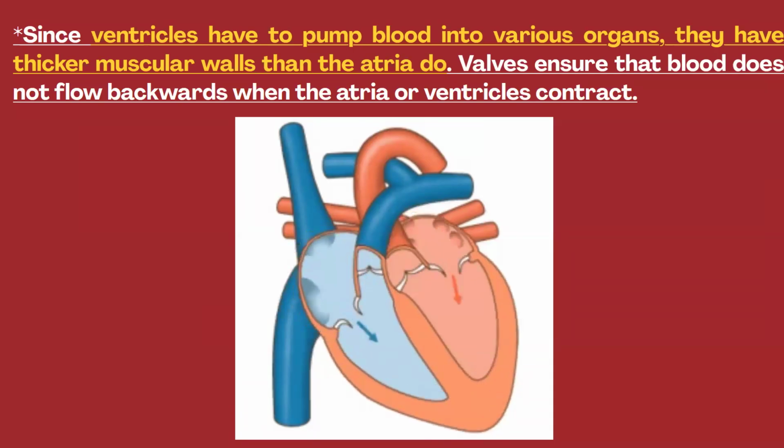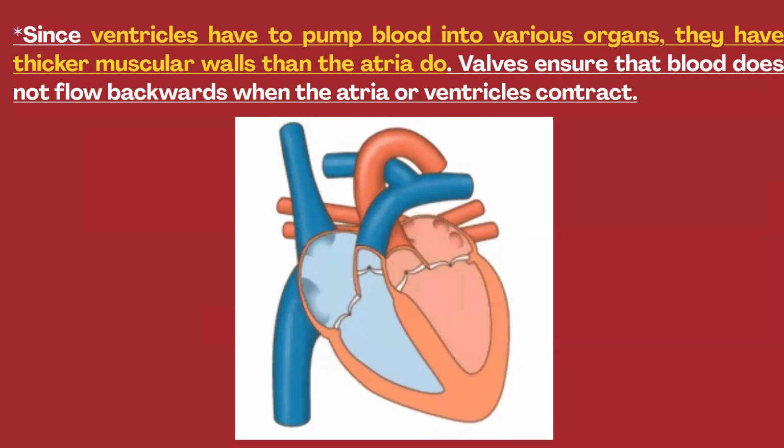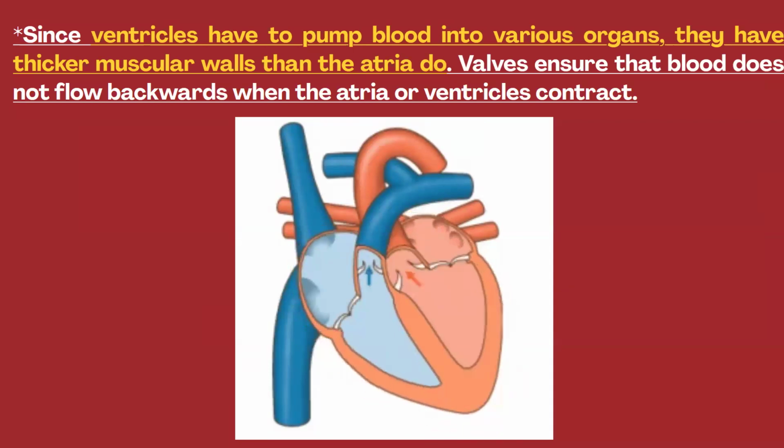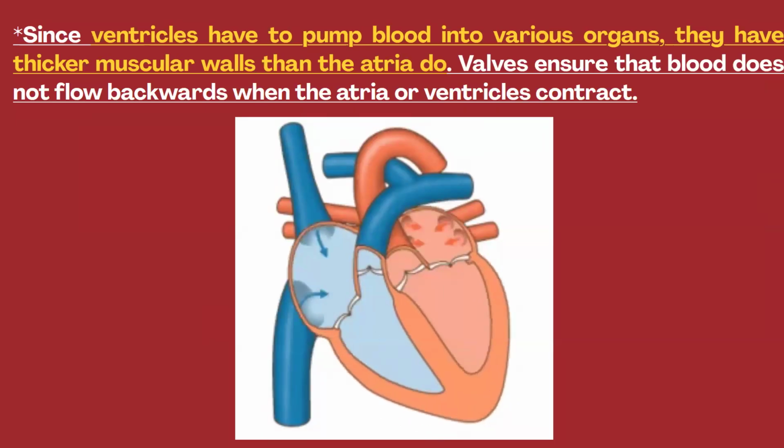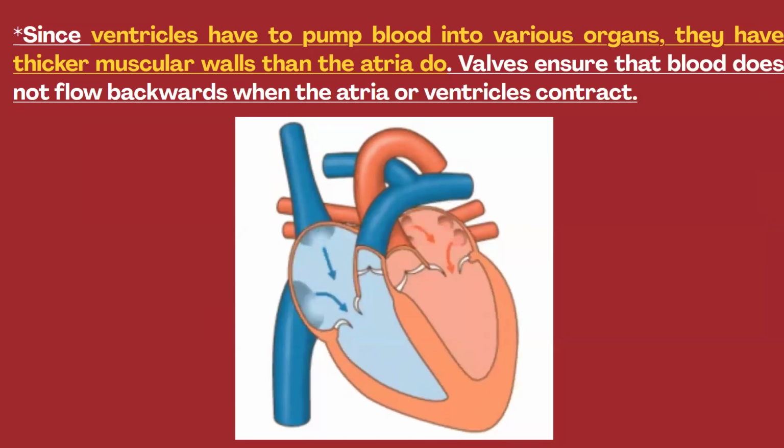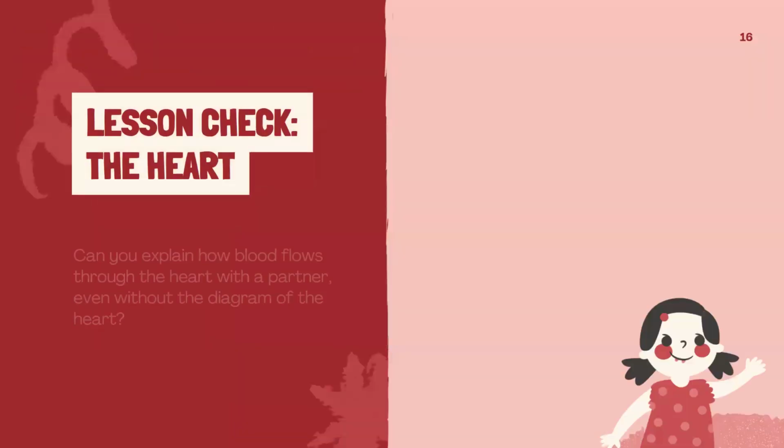Here we can even see the valves which are present between atria and ventricle, which ensure that the blood does not flow back when the atria or ventricles contract. Just imagine we have those four chambers. If the ventricle closes, what would happen? The blood which is inside that ventricle has a chance to move into the atrium. To prevent the backflow, we have valves which help to prevent the backflow of the blood.